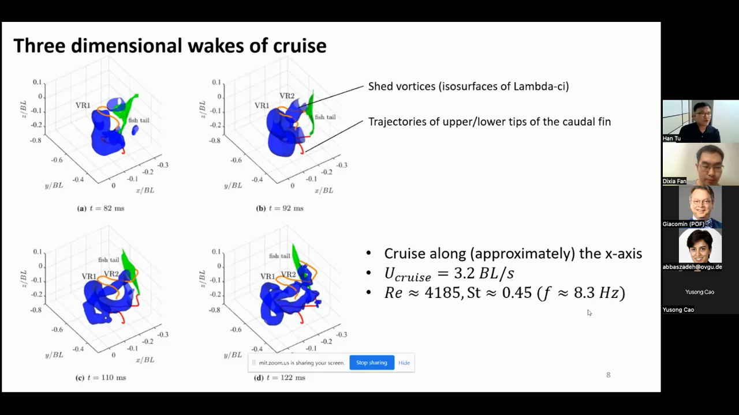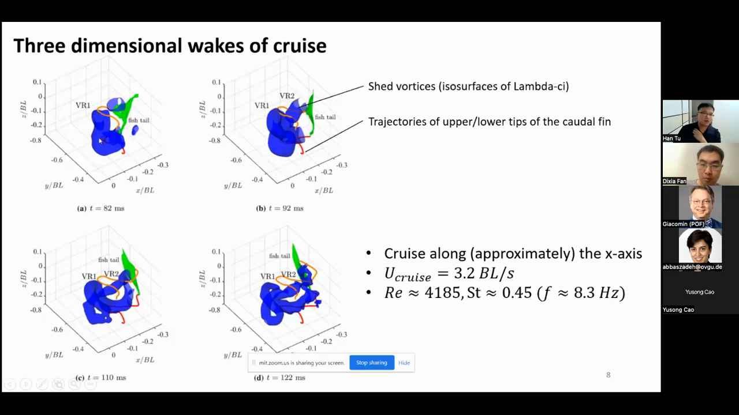And the cruising speed of the fish here is 0.2 body length per second against the free stream. So the corresponding Reynolds number is 4185. We can notice from the fin tip trajectories that the fish cruised approximately along the x-axis. It does not swim exactly along the axis because it is alive. It is not a robot.